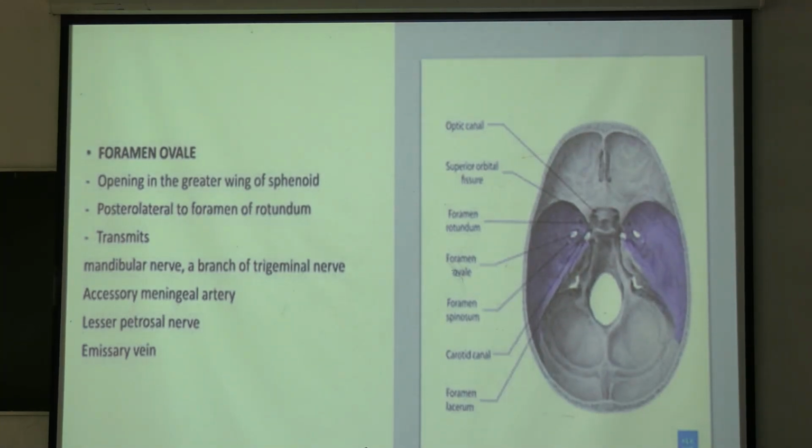Very frequently asked in your viva. Okay, superior orbital fissure, optic canal, this foramen rotundum, ovale, spinosum, all these are asked in your bones viva.